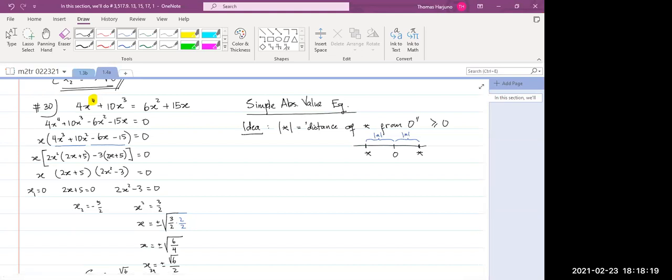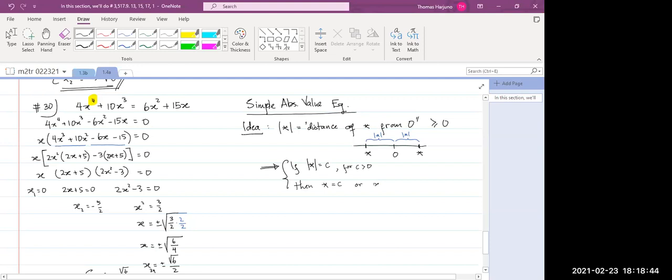Therefore, the way we solve that will be as the following. If absolute of blah equals a positive number c, then your next step is either blah equals positive number c or blah equals negative c.